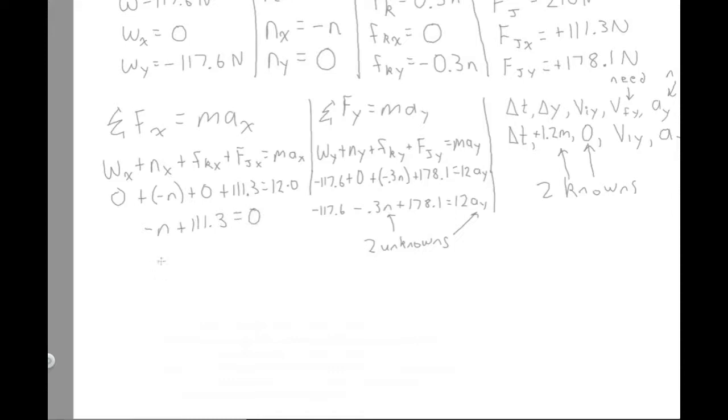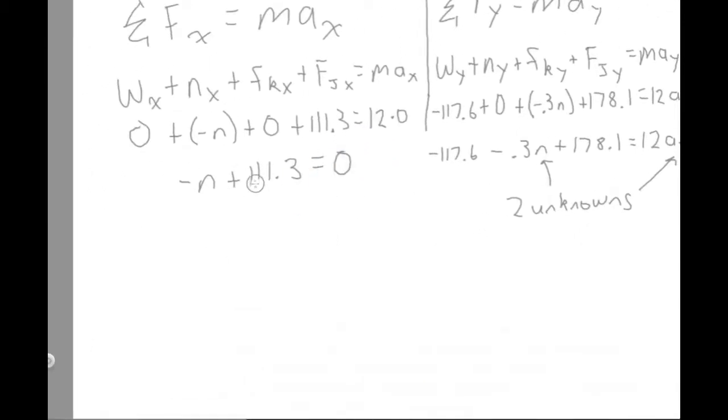And notice this equation has only 1 unknown. Since this equation has only 1 unknown, this is the most likely equation for us to start with. So let's start by solving this for the unknown. How will that help us? Well, we can eventually take that little n and plug it into this equation to help us with the y equation.